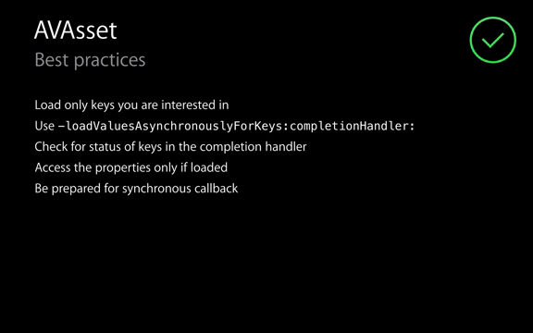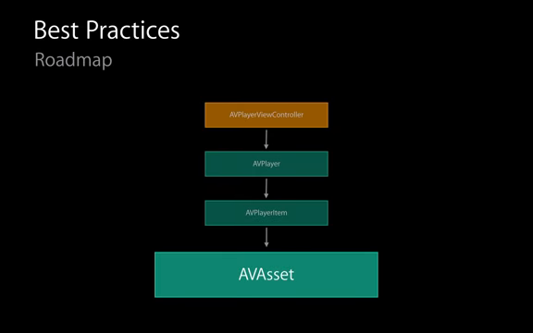To list the best practices for AV Asset, load only those keys you're interested in using in your application. You can use AV asynchronous key value loading to list all these keys together in an array, and you can provide a completion handler, which is called once we are done loading these properties. In your completion handler, check to make sure the properties are loaded before you access them. And lastly, be prepared for a synchronous callback. If someone else has already loaded the property on your behalf, your completion handler is called back immediately. Those were best practices for AV Asset.